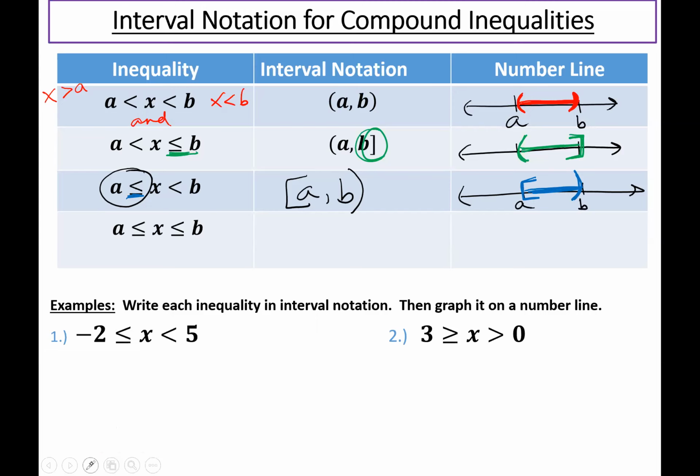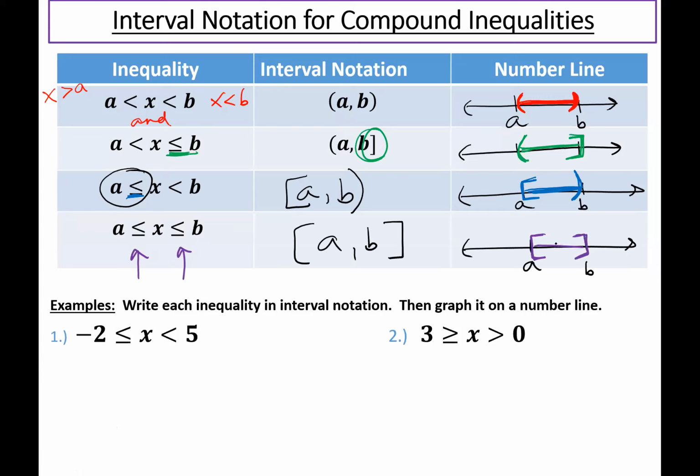All right, last one in the table here. A is less than or equal to X, and X is less than or equal to B. This time, both A and B are included because of those equal signs, so both of them get square brackets. So my last number line here, where X is between A and B, this time we're including both, because both of them have equal signs under their inequalities, so I get to have square brackets around both. So I'm still shading in between, but there's square brackets for both variables because both of them have those equal signs.